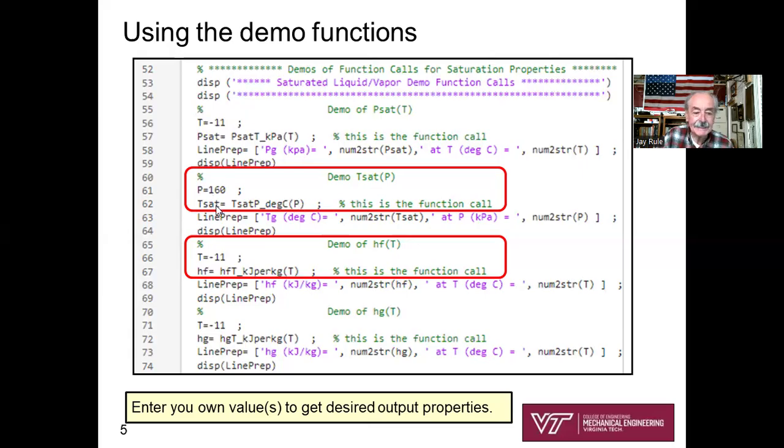Here's my function call, Tsat, the boiling point. I'm just calling it variable, MATLAB variable name Tsat. Here's my function call, Tsat_P_degreeC. That's the name of the function. And my input variable is P. And then I'm simply preparing my command window output here. Changing a number to a string for the temperature and a number to a string for the pressure. And in my command window output, I'm careful to include units on the numbers.